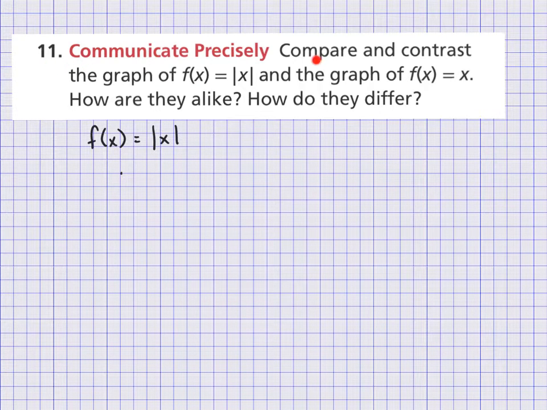Number 11. Compare and contrast the graphs of f of x equals the absolute value of x and f of x equals x. How are they alike and how do they differ? So let's look at the first one here. f of x is equal to the absolute value of x.